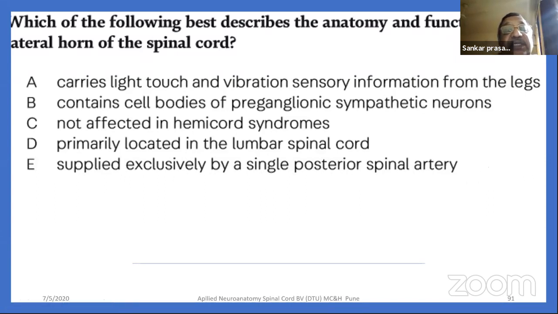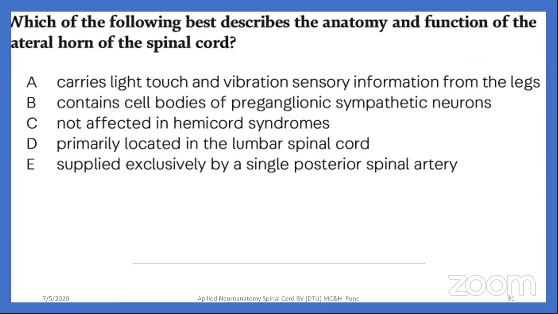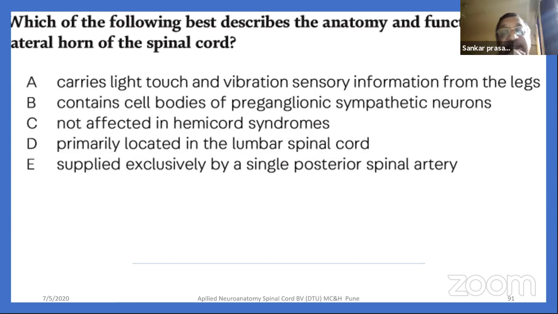Anatomy and functions of the lateral horn, the ventral horn, the dorsal horn, the lateral horn, or you can call it the intermediate lateral horn. What describes first? Primarily located in the lumbar spinal cord, wrong. Next, preganglionic sympathetic neurons. Only one. B is correct.